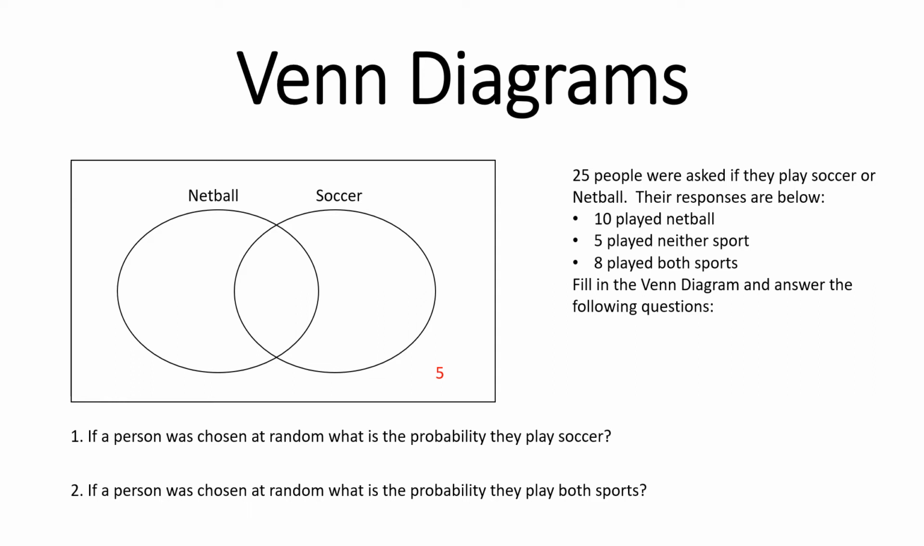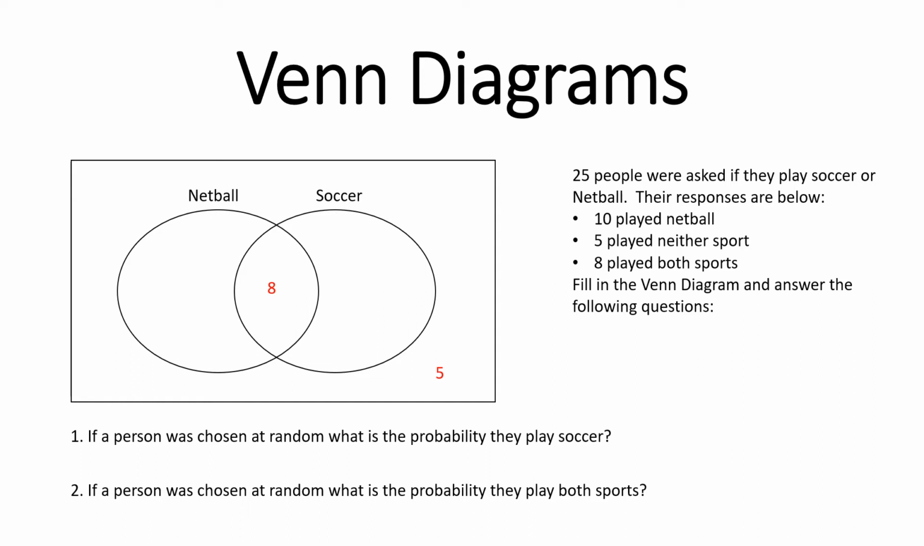We also know that 8 people played both sports. Now we know that in a Venn diagram that goes in the overlapping part in the middle, 8. Now, the only other piece of information we've been given is that 10 people played netball.